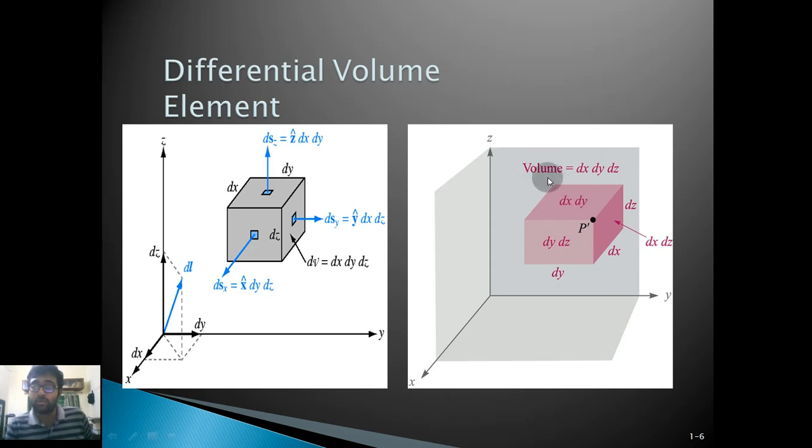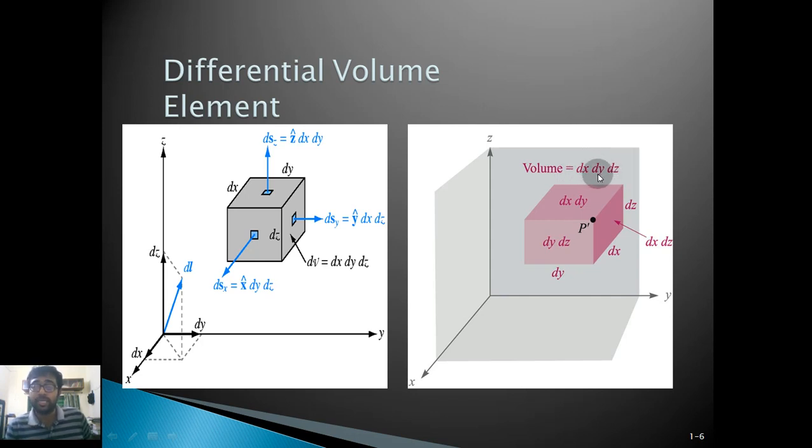This is the volume, dx dy dz. Here d basically defines the differentiation, the differential of length x. It means it is a very infinitesimally small length. This is the infinitesimal length, the width of y, and this is the height, which is very small.